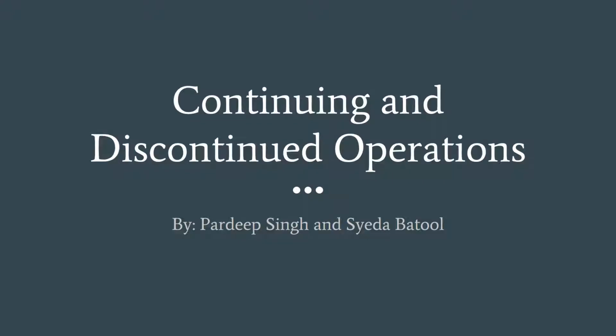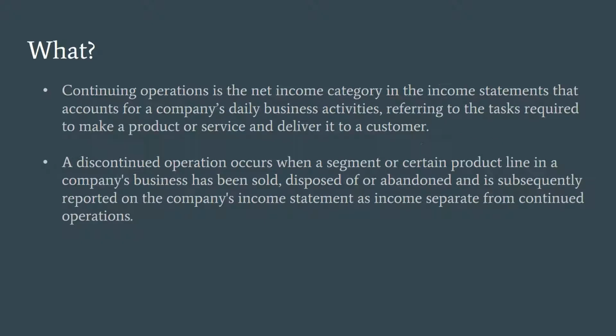The second topic that we're going to talk about is continuing and discontinued operations. Continuing operations is the net income category in the income statement that accounts for a company's daily business activities, referring to the task required to make a product or service and deliver it to a customer.